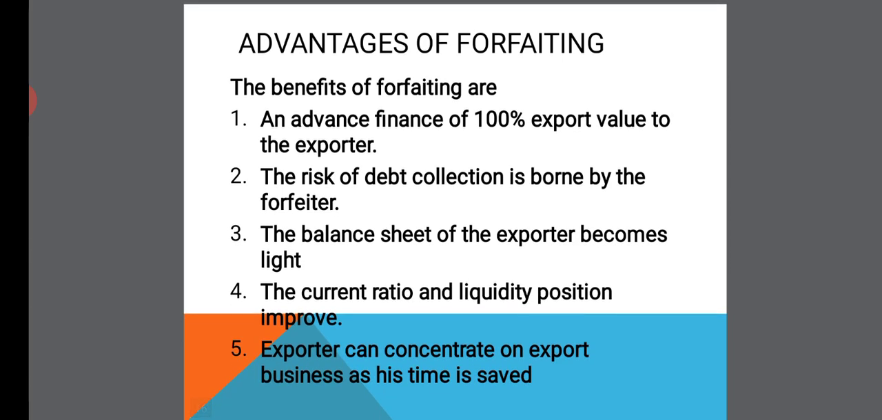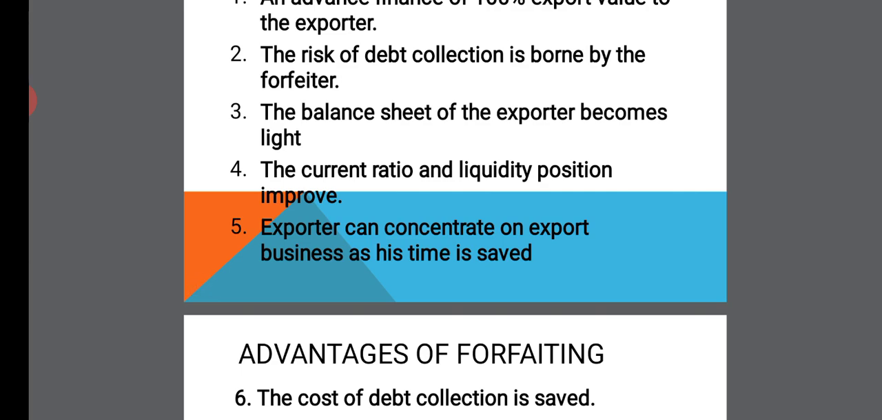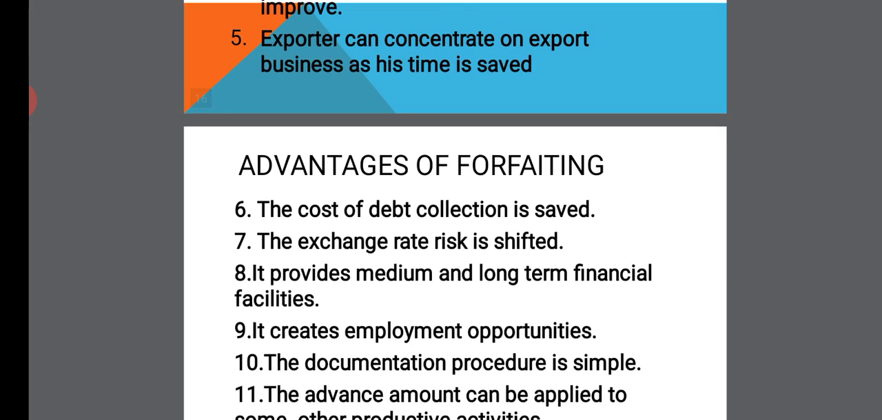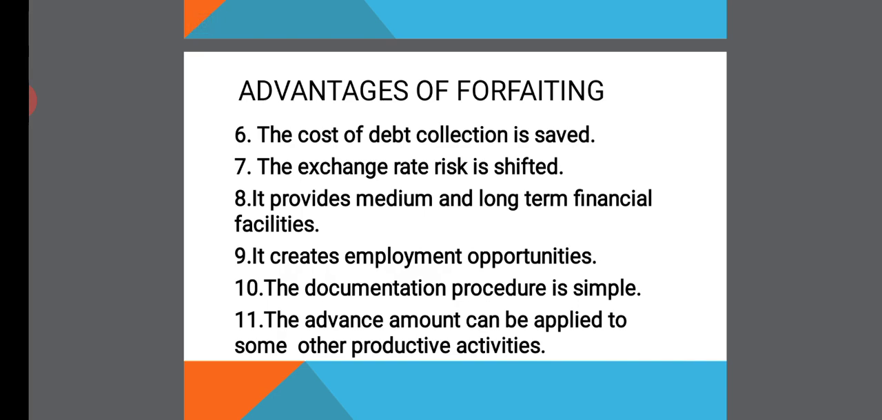Now coming to the advantages of forfeiting, there are many advantages. First advantage is advance finance of 100% of export value is provided to the exporter. Second advantage is the risk of debt collection is borne by the forfeiter. Thirdly, the balance sheet of the exporter will become light. Fourth advantage is current ratio and liquidity position will be improved. Fifthly, the exporter can concentrate on export business as his time is saved. Sixthly, the cost of debt collection is saved. Seventhly, the exchange rate risk is shifted.